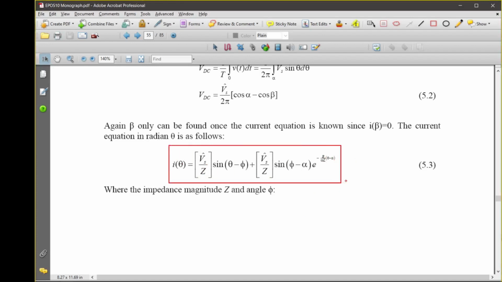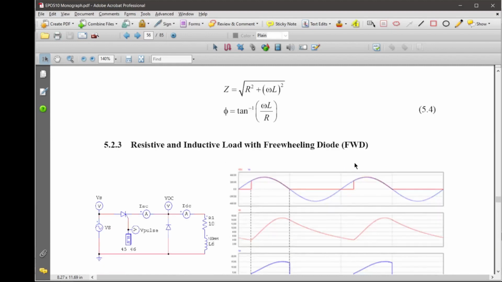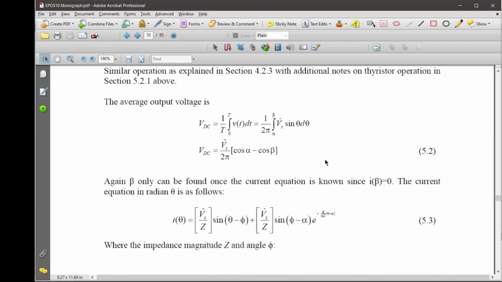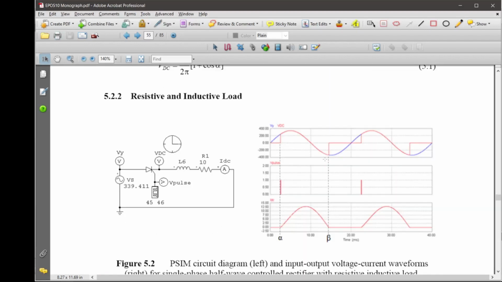Remember, this current equation will be used again when you analyze the full wave rectifier with R plus L circuit later on. So this current will be used again to determine whether the current is continuous or discontinuous. Okay, so next let's look at the resistive and inductive load with freewheeling diode. We notice that when we look at the output voltage for the resistive and inductive load conditions, there is a negative area. This negative area will actually reduce the available output voltage.